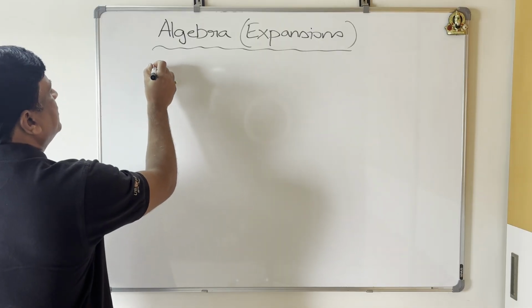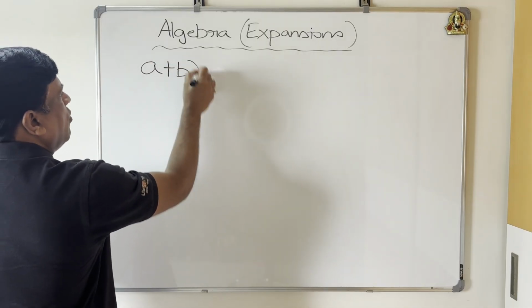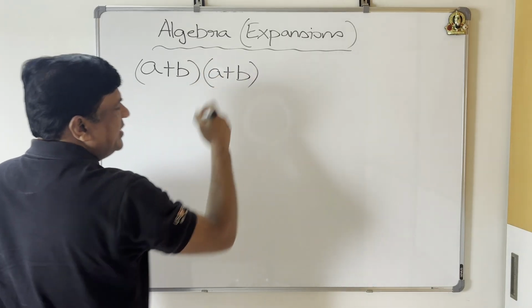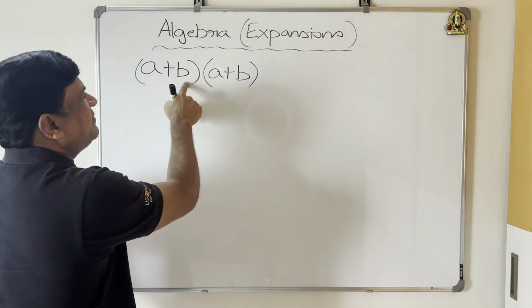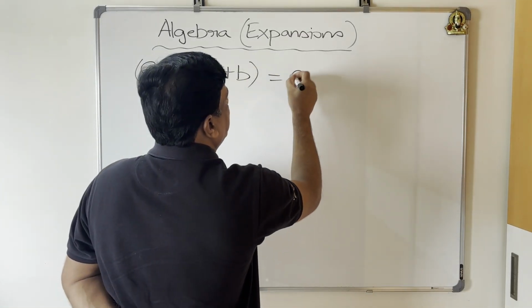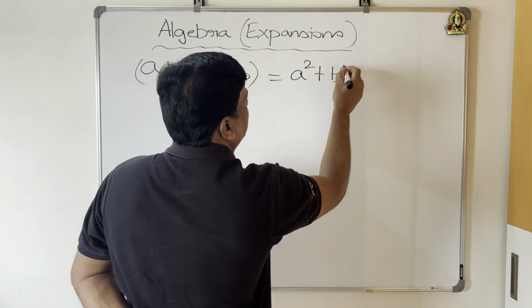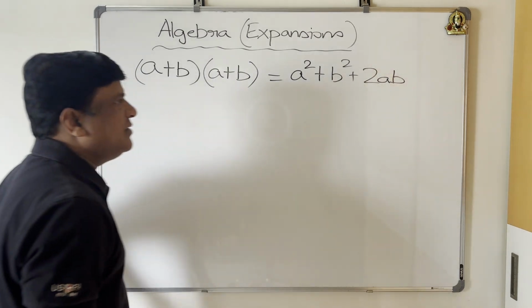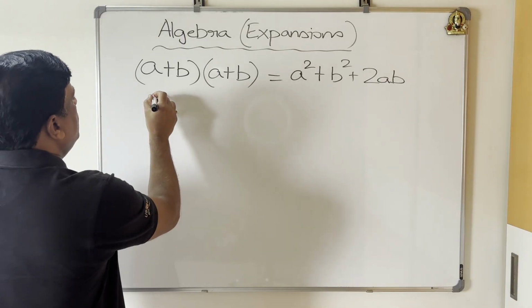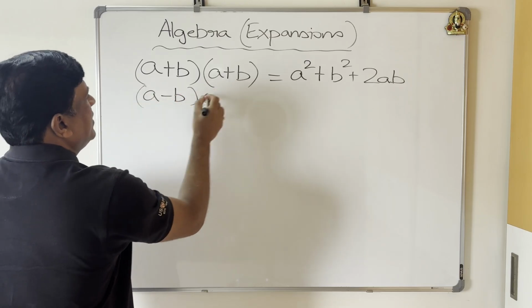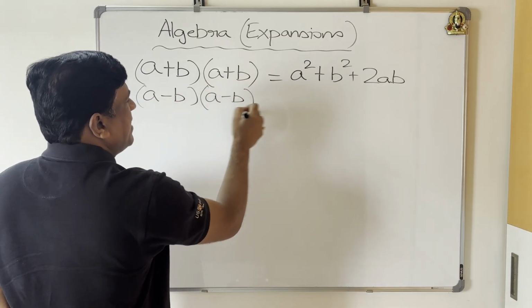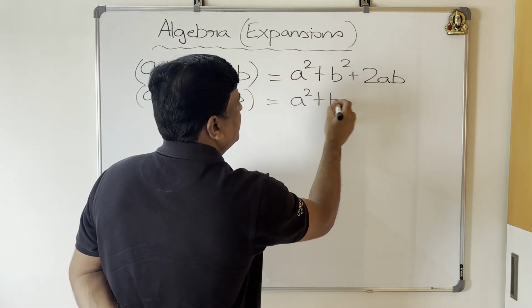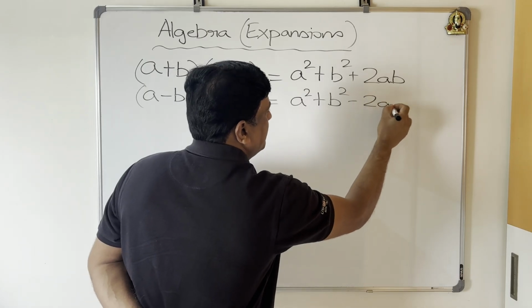So we all know, right? You guys might be knowing by now, a plus b times a plus b. If somebody asks you what is a plus b whole square, they immediately are going to tell you a square plus b square plus 2ab. Okay, that's the formula. Now a minus b times a minus b, which is a minus b whole square, is nothing but a square plus b square minus 2ab.